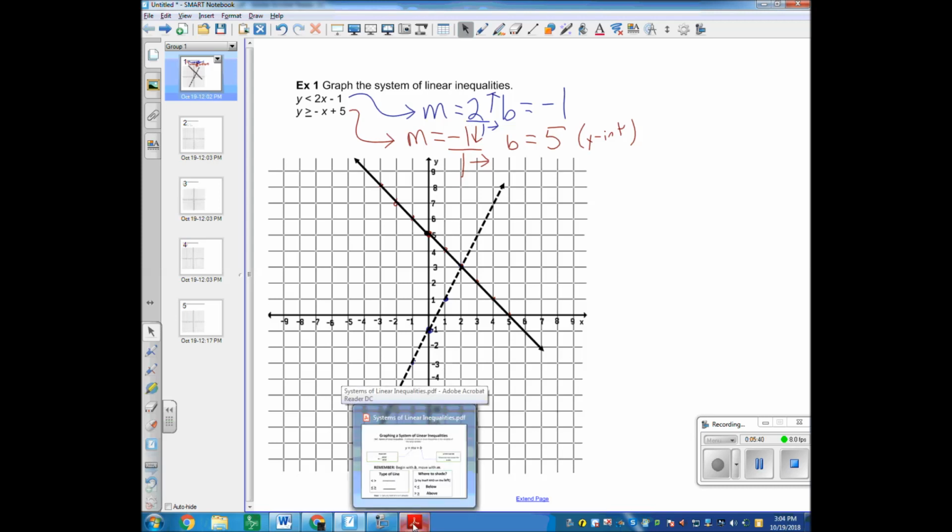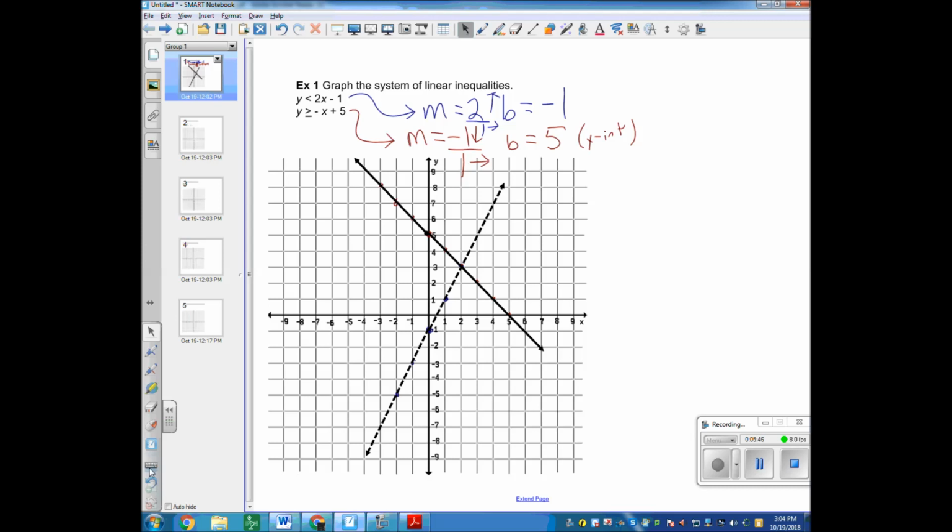You want to draw your lines and get them to cross, as long as they're not parallel. And now we have to decide the shading. To decide the shading, you're going to rely on your inequality symbols where y is all by its lonesome.